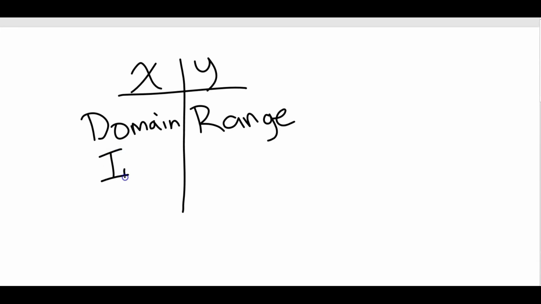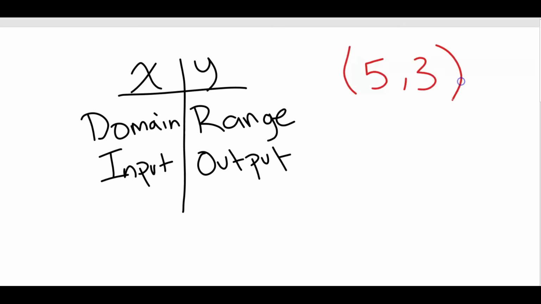Input is an x value, and output is a y value. These are just different words for the exact same thing, and if you know what's what, it's going to help you out in this unit, because vocabulary always seems to mess us up here. They'll ask what's the domain, and you'll see a set of numbers, and if you don't know that domain's an x, you're going to miss that question. It's a really simple question as long as we know what's what.